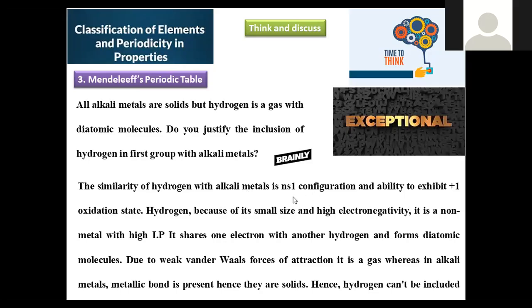So by this we completed the Mendeleev periodic table in series number 3. In the next session, we are going to discuss the modern periodic table, which is purely based on the atomic number and the electronic configuration of the various elements.